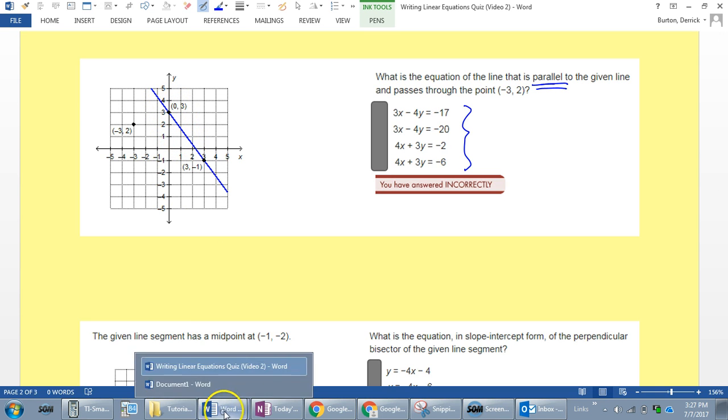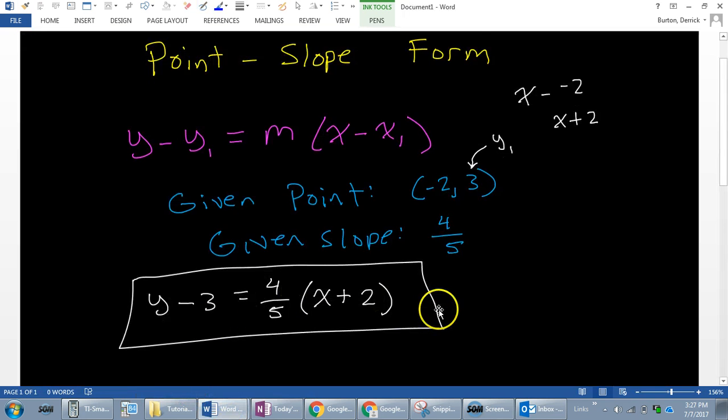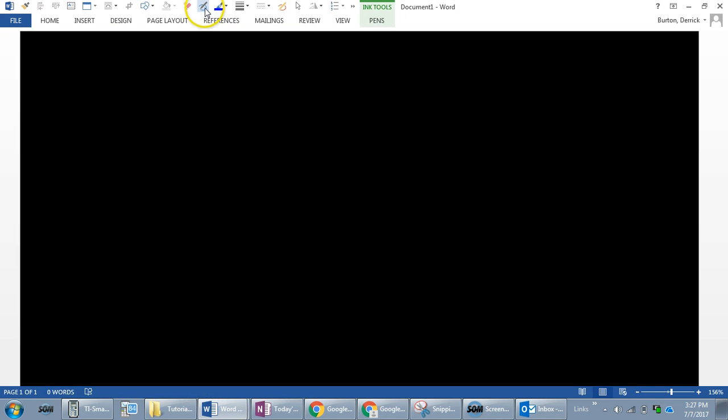Now, let me ask you a quick question on the black screen. At a glance, you should be able to know whether or not a line has a positive slope or a negative slope. You know what? Let me do different colors.